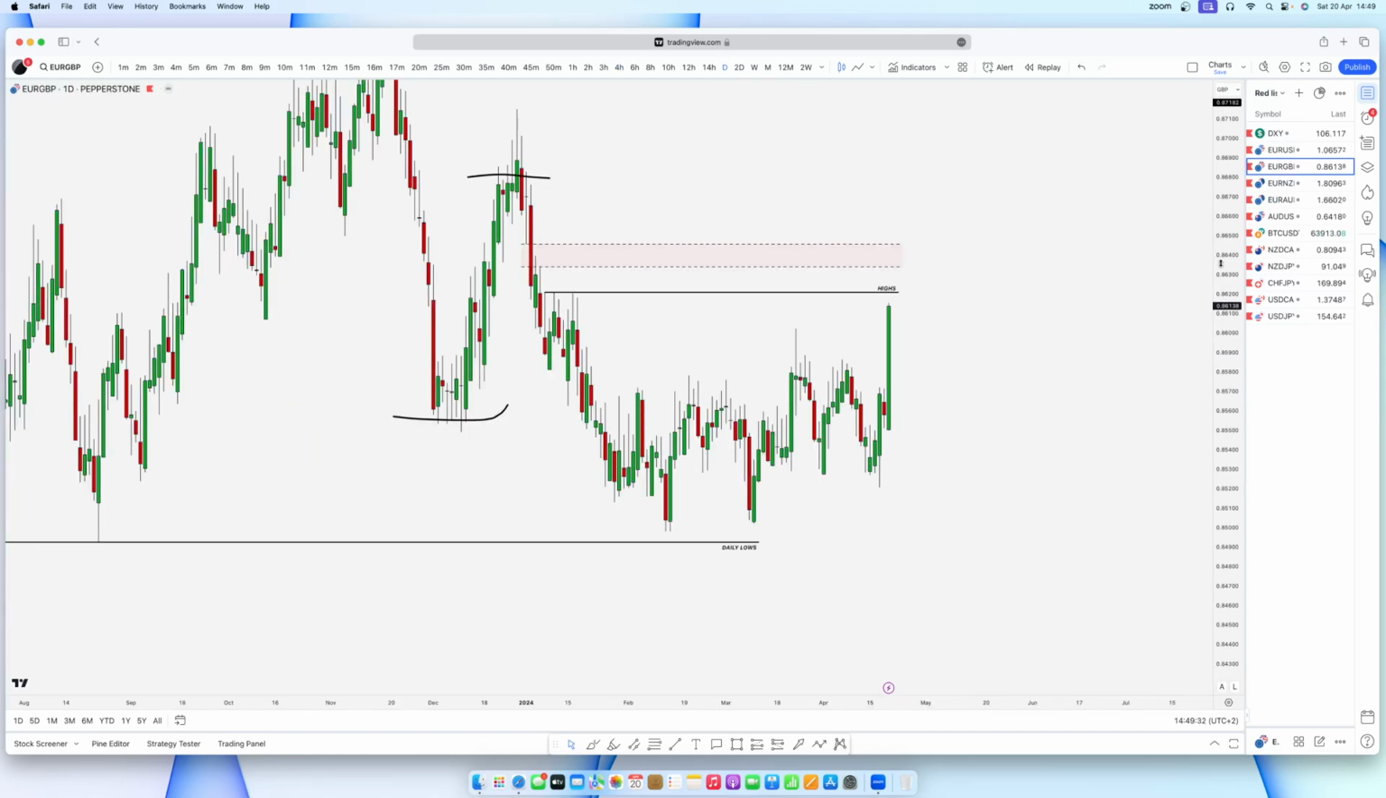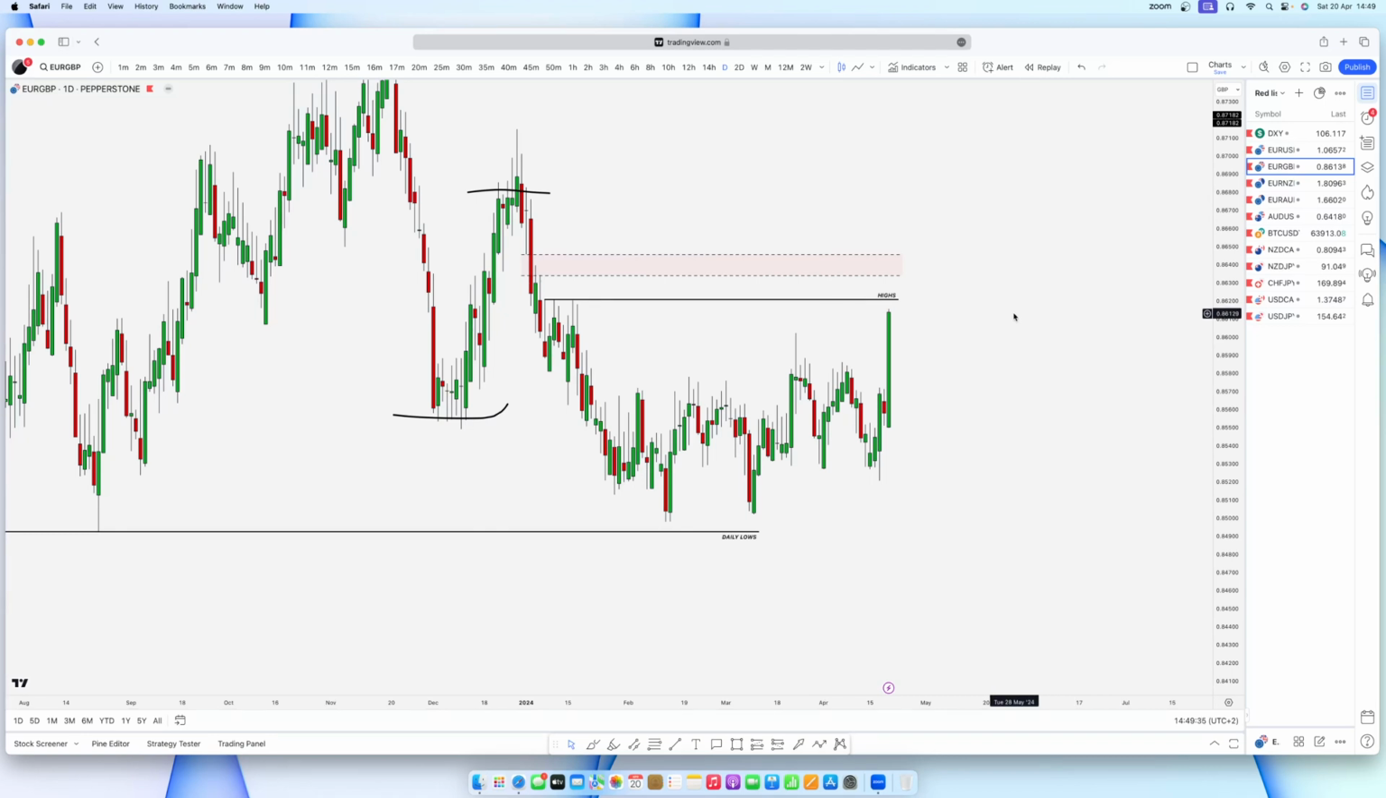Right. So for Euro GBP, I'm still bullish. I missed my entry. That's fine. But I'm still going to be bullish on this. So that's it for Euro GBP, guys. And then the next one on my radar.